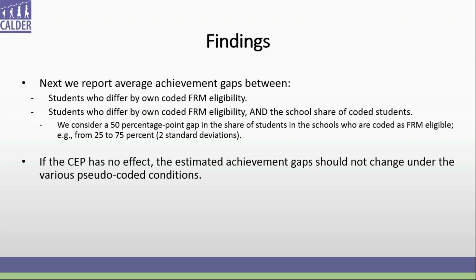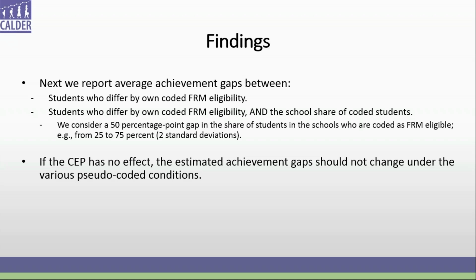So that's about 2 standard deviations of the distribution, or going from 25% of the kids at your school being eligible to 75% of the kids. And we're going to compare the test score gaps predicted by the models under the different data conditions for these two students as well.